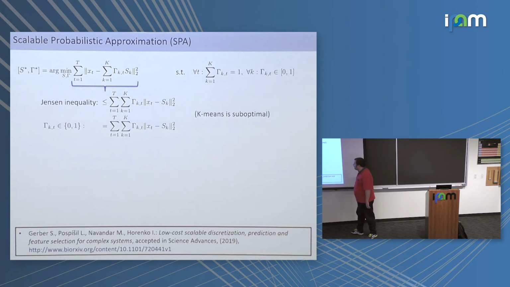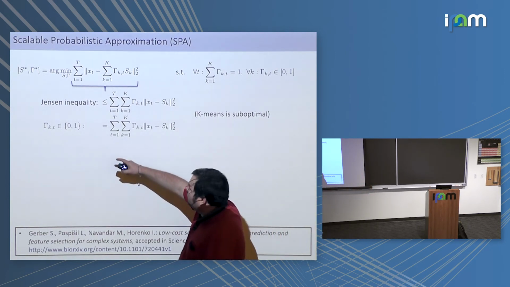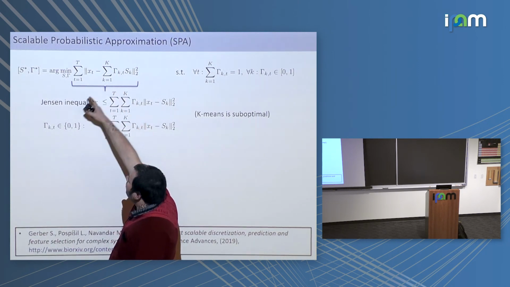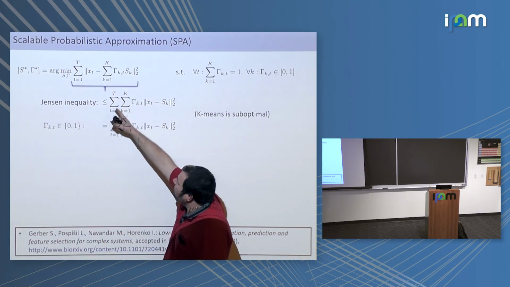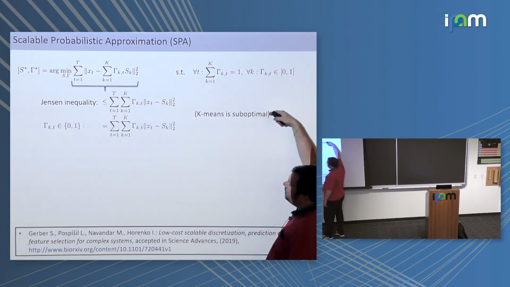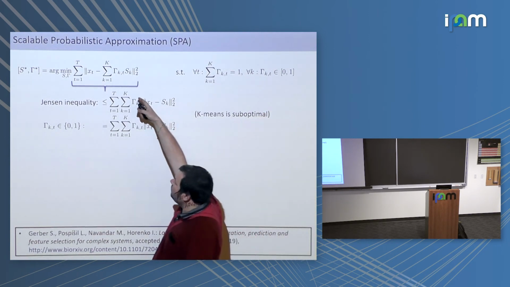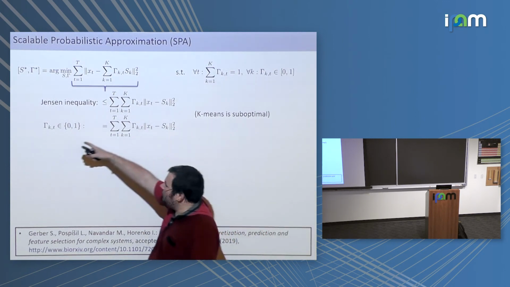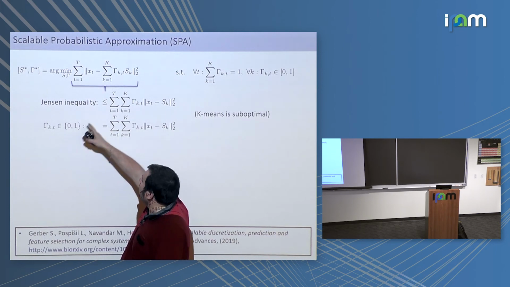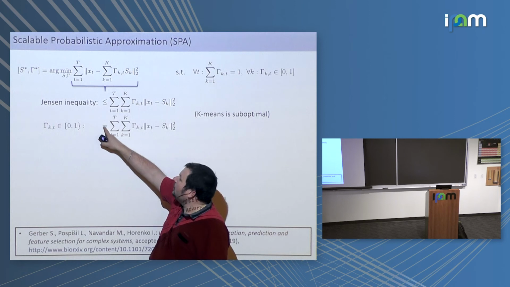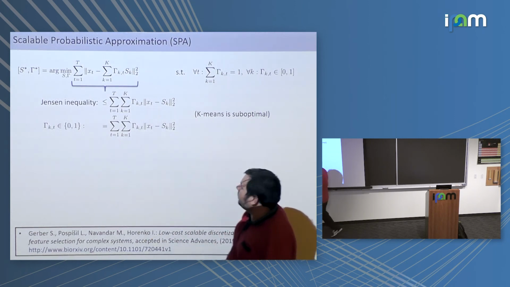How are these two things connected? Actually, if you apply the Jensen inequality to this term, then you will obtain the k-means objective function, which means that in fact k-means is suboptimal. So SPA should be able to represent the data in a better way. If you suppose hard clustering, then these two objective functions are exactly the same. It can be proven very easily.